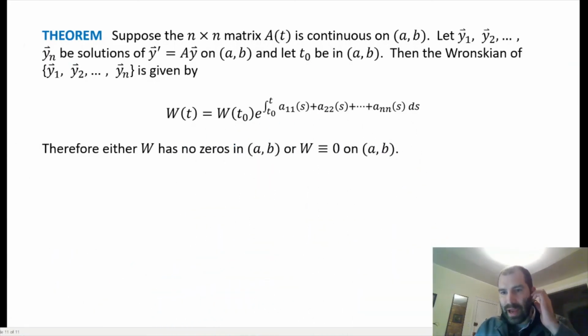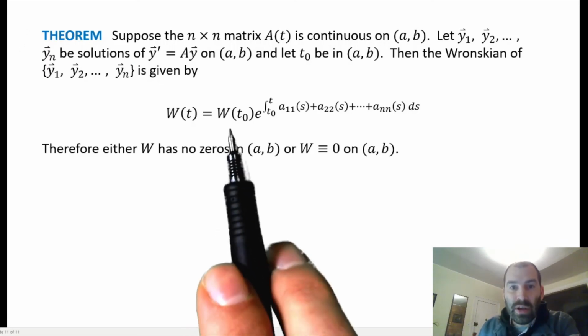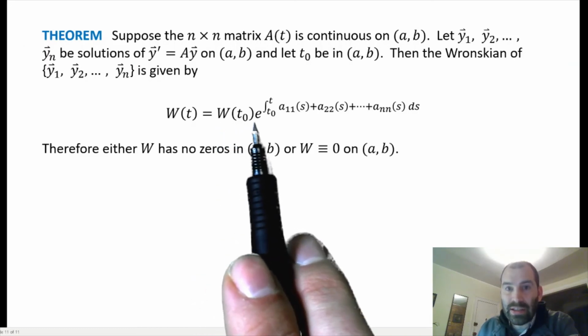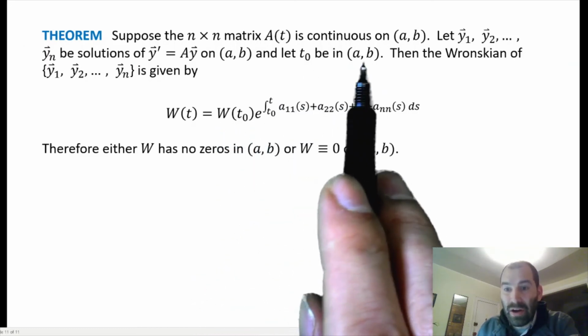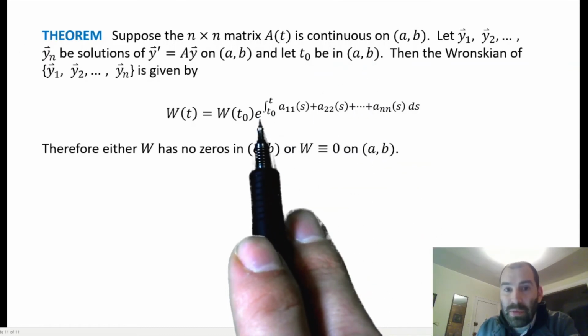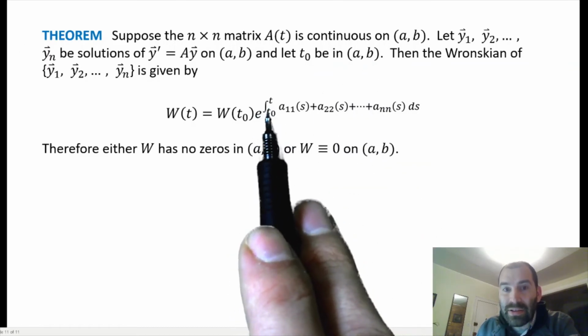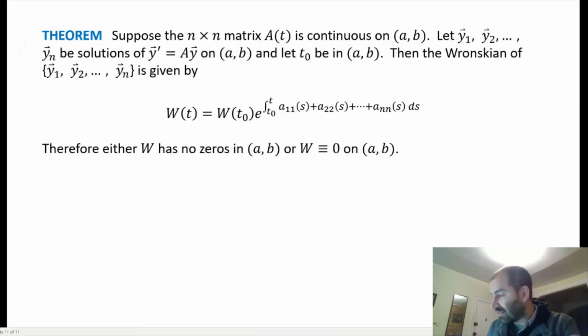Now, we had a formula for the Wronskian. We take the determinant of the solution vectors. But this is saying that there's another way to get the Wronskian. It's saying that you can just evaluate the Wronskian at this value t0, and t0 can be any number in the interval, and then you multiply it by e to the integral of this stuff. What's that stuff? Well, those are the components of A.